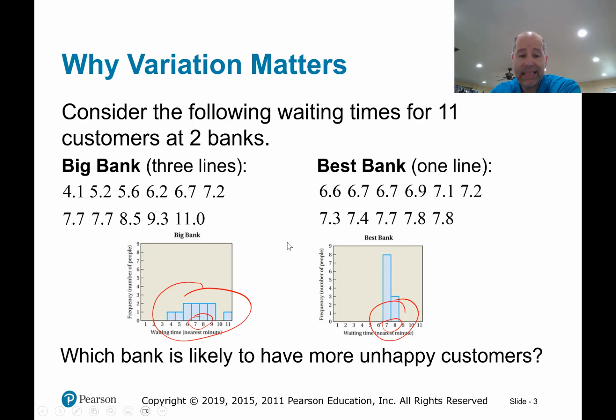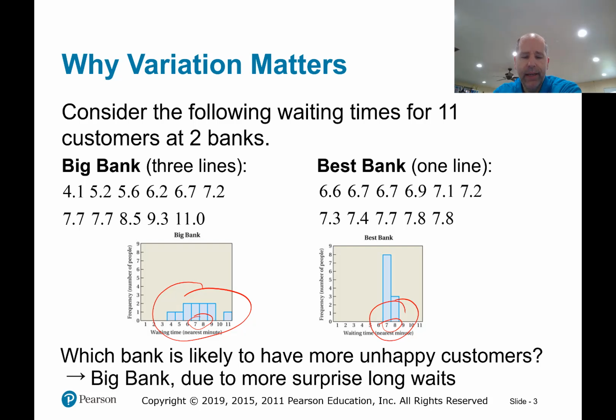Okay, so now which bank is likely to have more unhappy customers? What do you think? Do you think it's going to be Big Bank or Best Bank? Think about that for a moment. Okay, let's see. It's going to be Big Bank because of the surprisingly long waits, right? So here's the thing: more variability in this case means I could be waiting as long as 11 minutes, or I could be in and out in 4 minutes, okay? But there's less consistency, right?